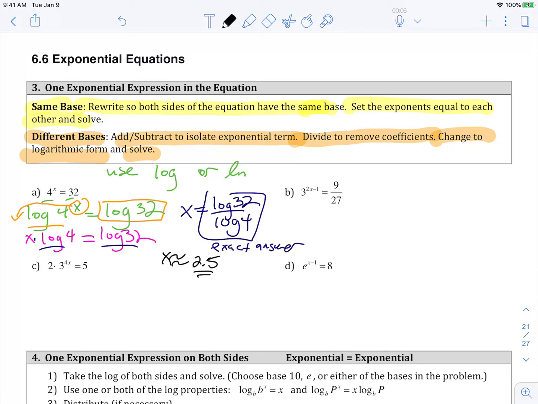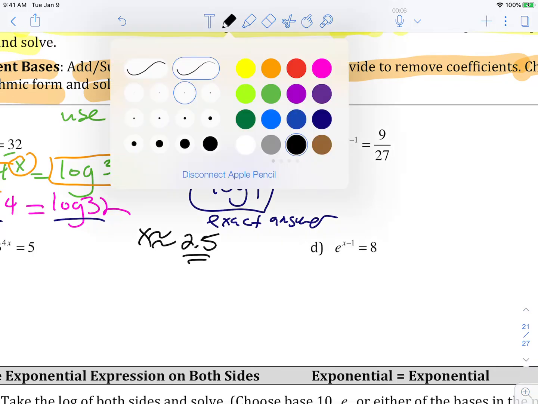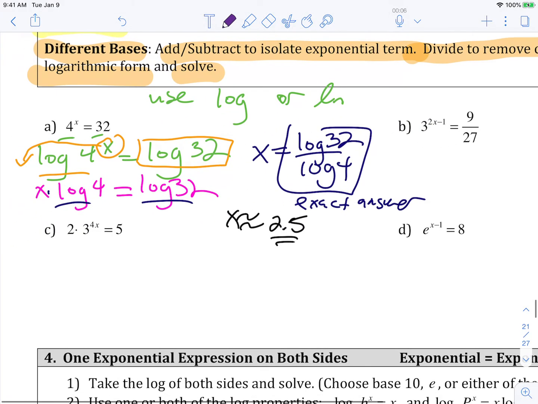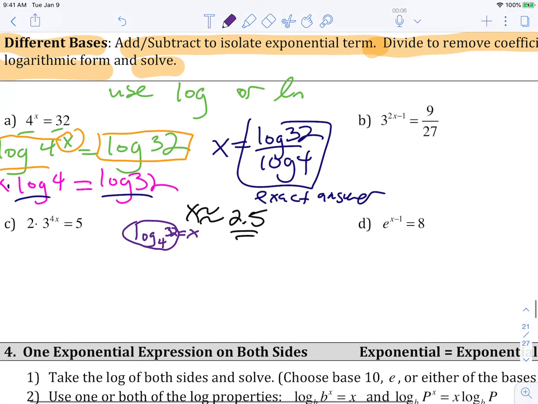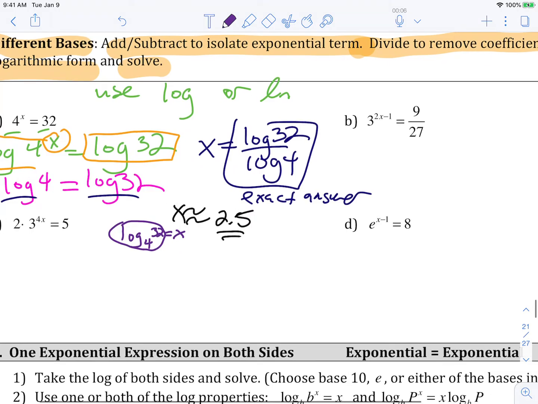So it's good. Now, some of you guys who have those nicer graphing calculators, you could rewrite this in log form. So that would be log base 4 of 32 is equal to x. And then you could just put this in your calculator and get the answer. That's nice if you have that. A lot of you guys do have that, but some of you guys don't, so you're going to have to do this. Okay?